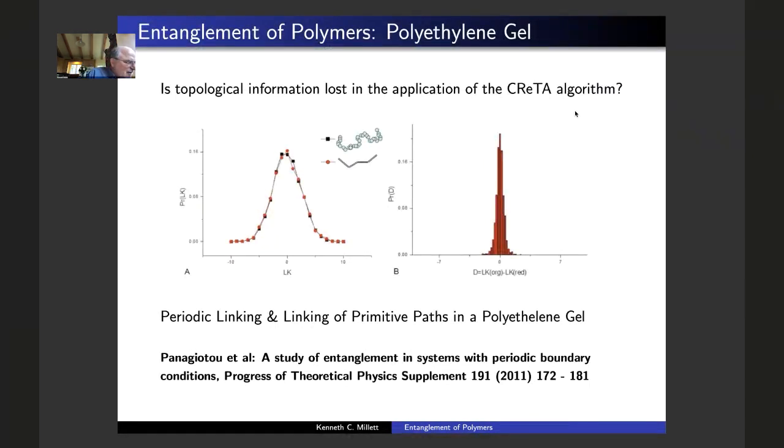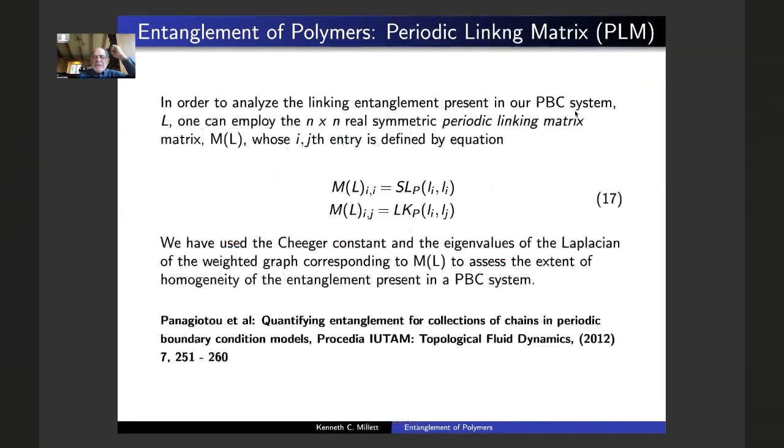Excuse me while I look at the time here. Okay. All righty. So, what more? Just a quick comment here. Namely, you can also now apply the periodic linking matrix and study things like the eigenvalues of the Laplacian of the associated weighted graph. You can associate a weighted graph to this because it's a real symmetric matrix. So it's like an adjacency matrix, but with weights on them.